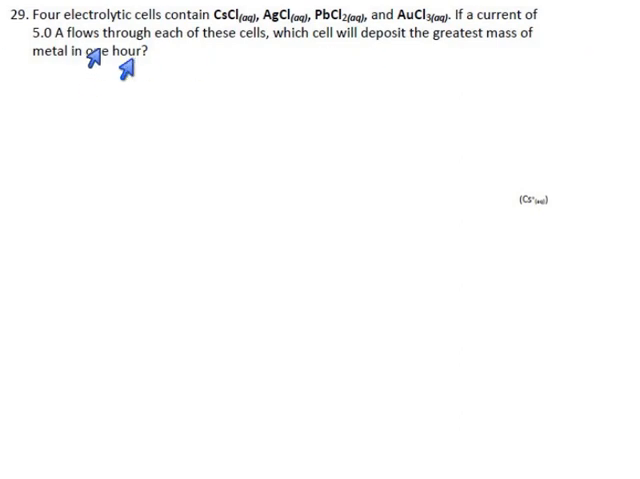Well, we've got a current and a time, so I feel like the It equals nF formula might give us a good start on this. Let's see if it can tell us anything. The current is 5 amps. The time is 1 hour, which is 3,600 seconds. The Faraday constant is the usual. And then we have our number of moles of electrons. So to solve for n_e, we do 5 times 3,600 divided by 96,500.